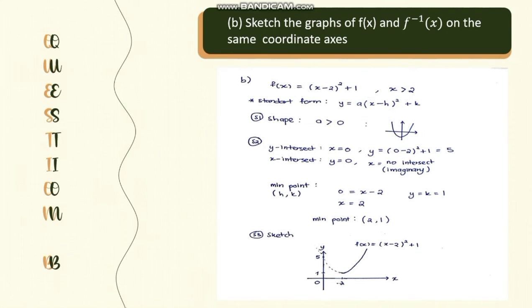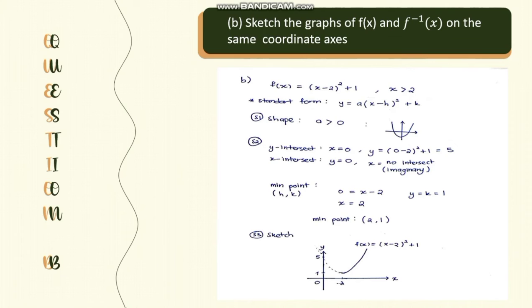Then we identify its y-intercept and x-intercept. For the y-intercept, when x is 0, the value of y is 5. For the x-intercept, when y is 0, there is no x-intercept, since when we calculate it we get an imaginary number. So the graph will be hanging with no x-intercept. We can find the minimum point by comparing the equation again with the standard form of the quadratic equation, so we know the value of x is 2 and the value of y is 1. Then we can sketch the graph. But since the limit of the graph is x bigger than 2, we need to draw only the part after 2.